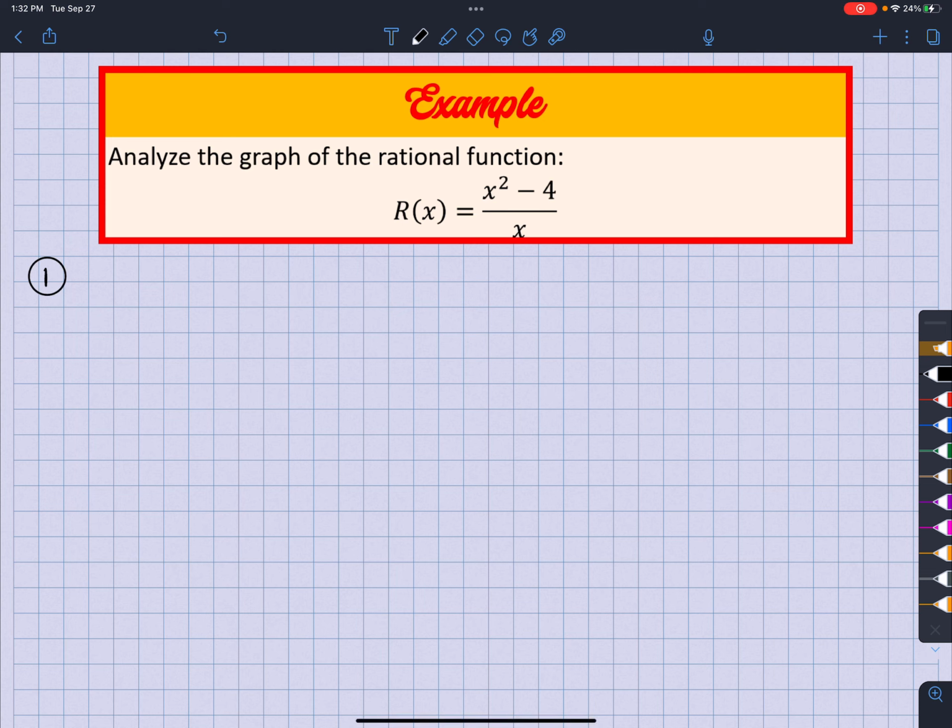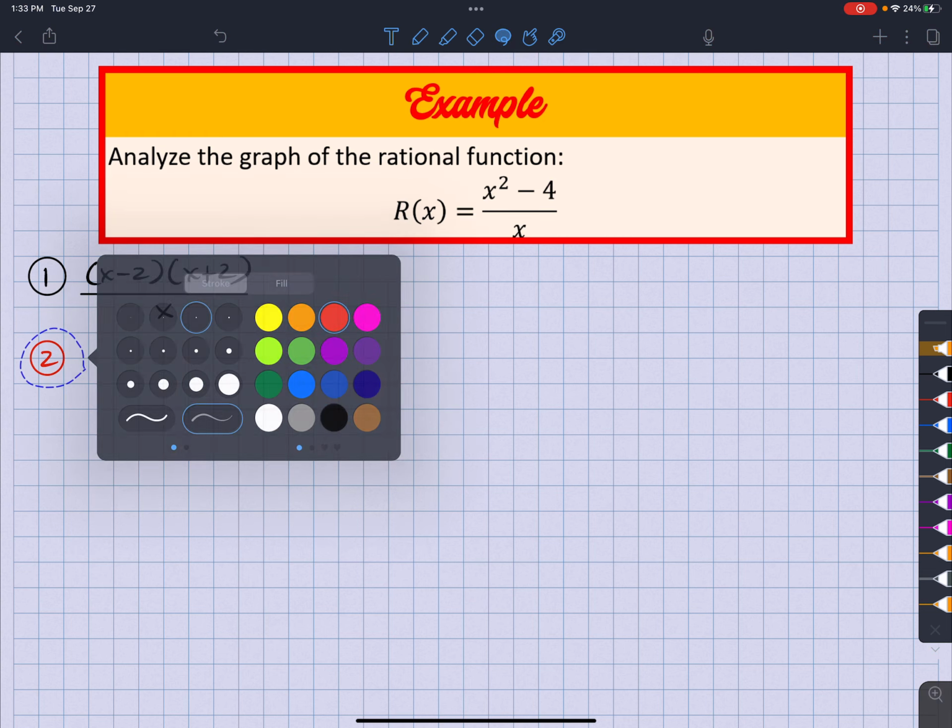Great. So the top is a difference of two squares. So I got x minus 2, x plus 2, and put that all over x. Done. Step 2, find the domain. Okay, step 2, domain. Now let's change that to a different color here.